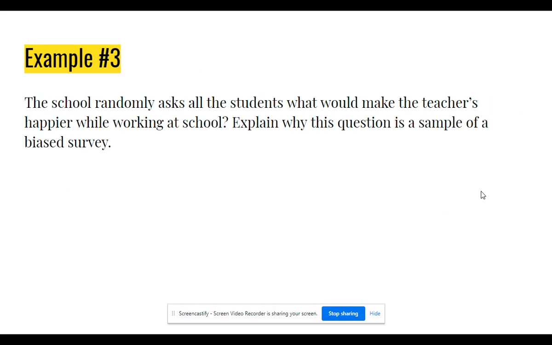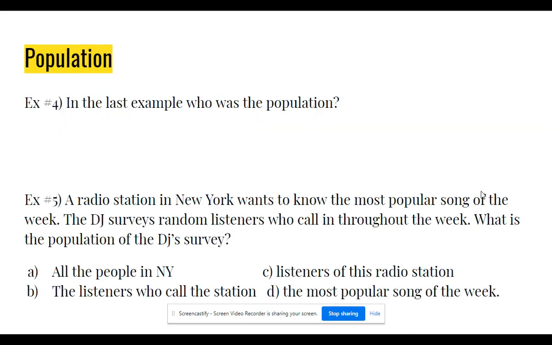Okay, so example 3. The school randomly asked all the students what would make the teachers happier while working at school. Explain why this question is a sample of a biased survey. So on your Google Forms, you're going to just type in, why is this biased? This is not going to give us accurate results. Why? Okay, you can pause that and do that once you get done with that.